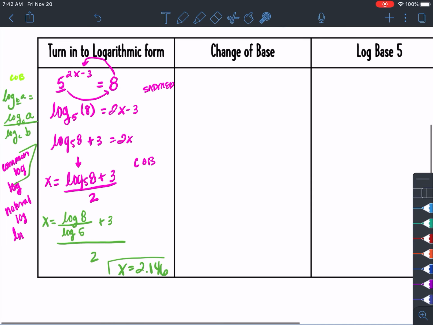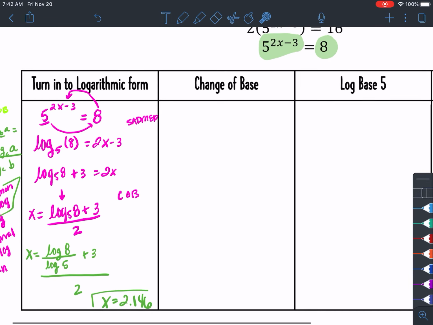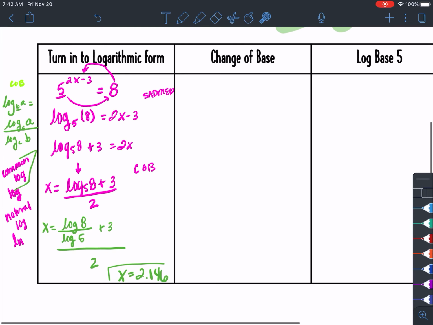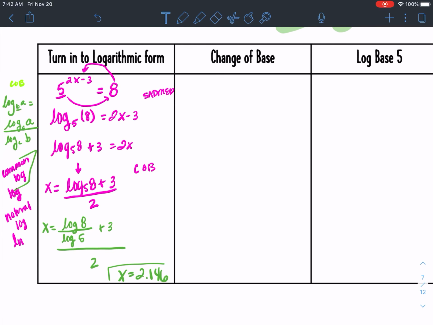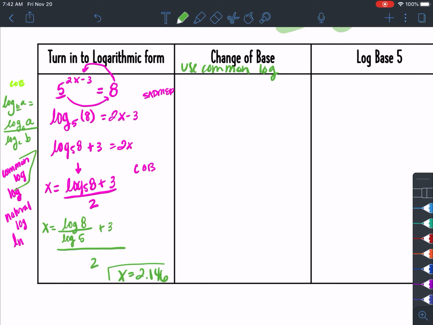So this method involved switching into logarithmic form, solving for x, but then at that last step, in order to actually put it in our calculator, we had to use the change of base formula. Now this one was originally labeled change of base, and it's because we're going to show how we get this same answer. You can also use common log if you're taking notes along, because that's the method we're going to do here.